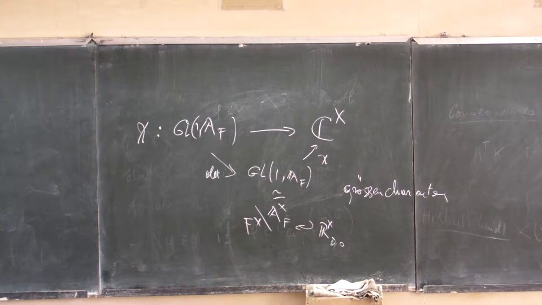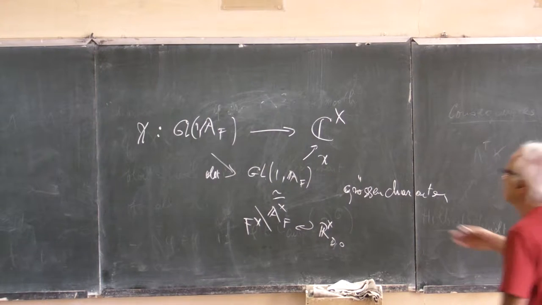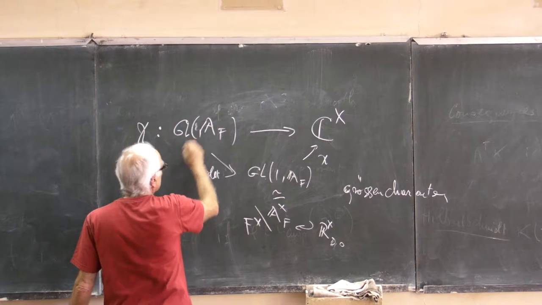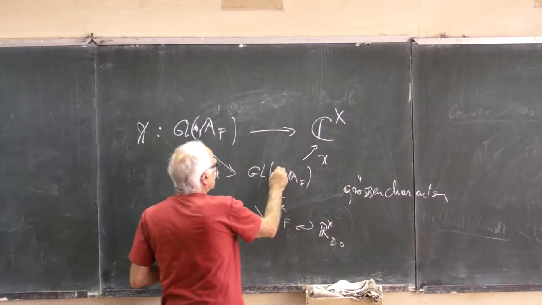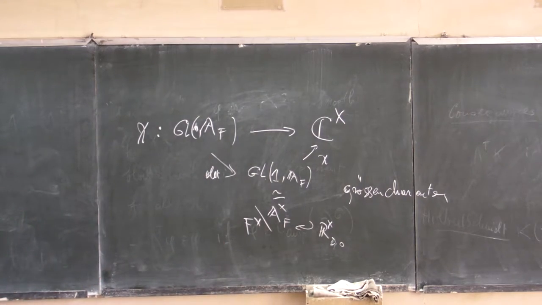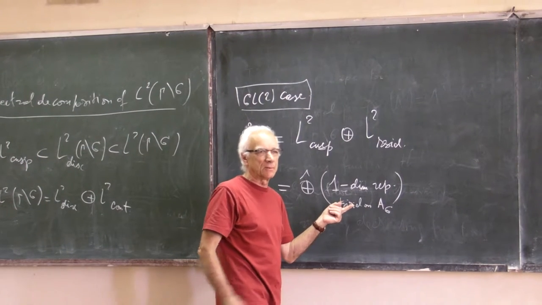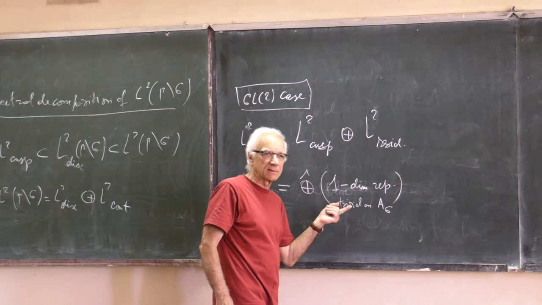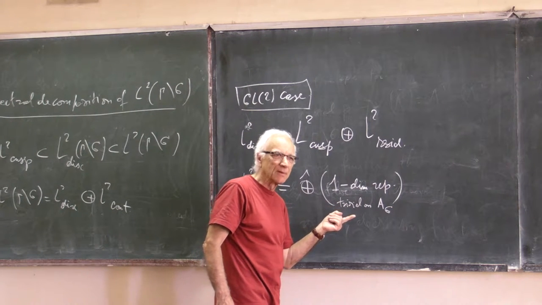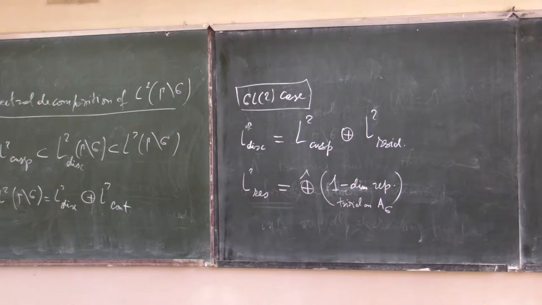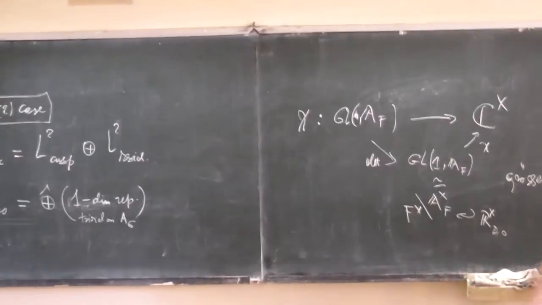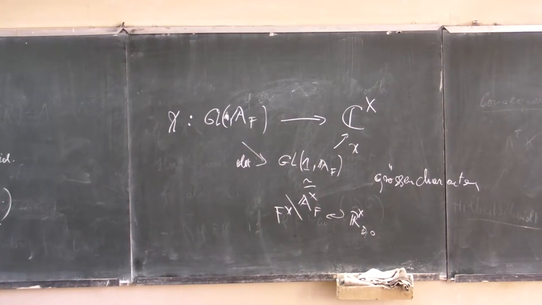Is this only for GL2 or for G itself? This construction makes sense for GLn, if you want. That's true. What is not true is that the discrete spectrum is built only of that. This is very special to GL2. The non-cuspidal part of the discrete spectrum is just a direct sum of one-dimensional representations. This is special to GL2. The existence of characters via the determinant, of course, works for any GLn, but this assertion is really important.